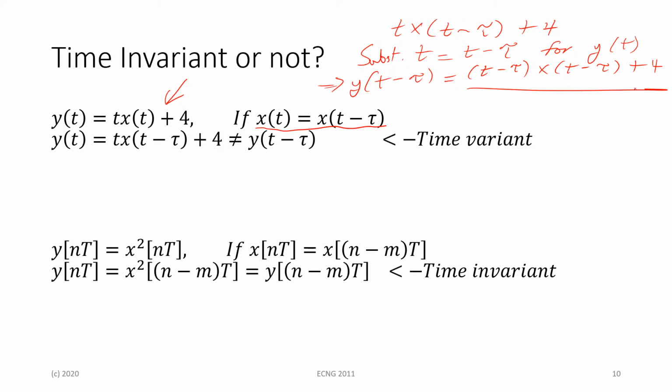This equation here does not map to this equation. Because the mapping does not exist, that means we end up with a time variant property. Let x squared of nt equal x squared of n minus m t.